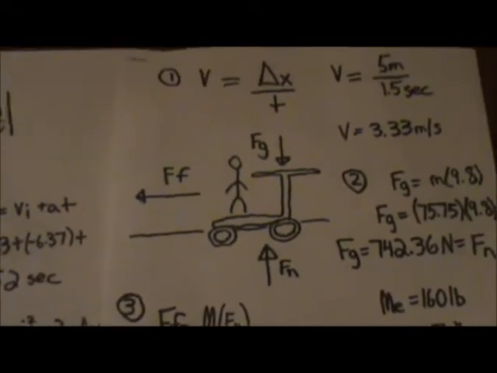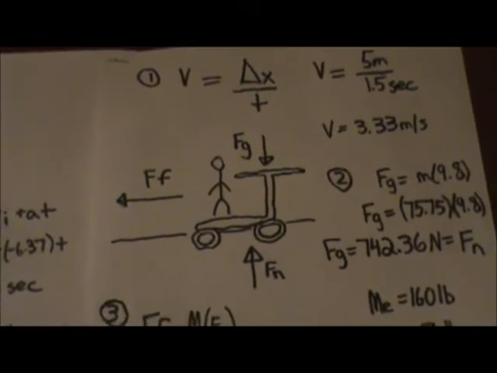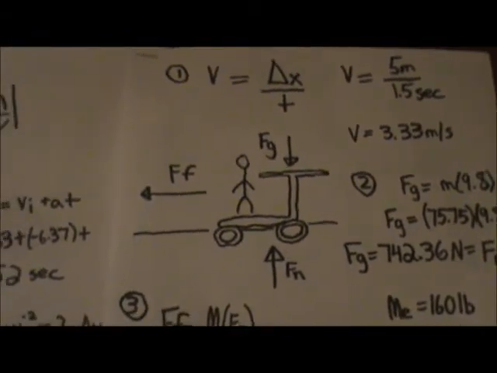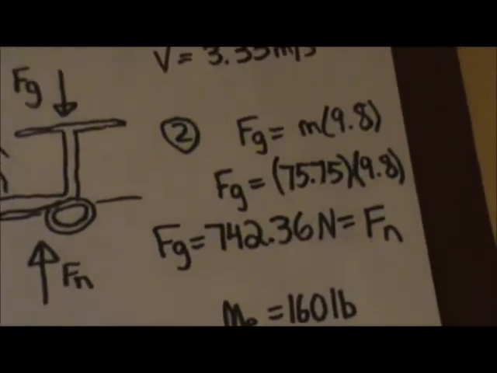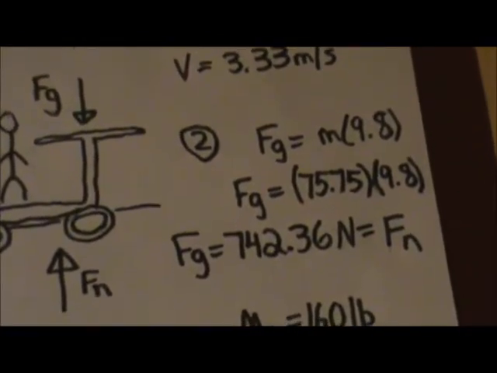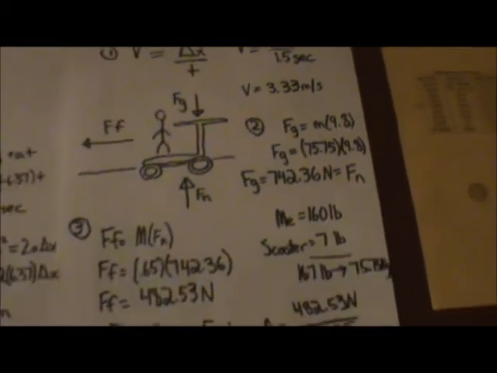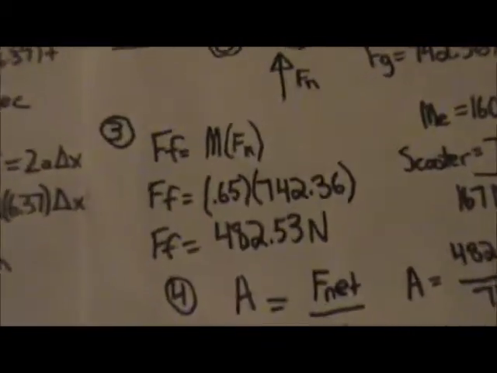Since the scooter is on the ground and not above or below the ground, force gravity equals force normal. So both force gravity and force normal are both 742.36 newtons. Next, we solve for force friction.